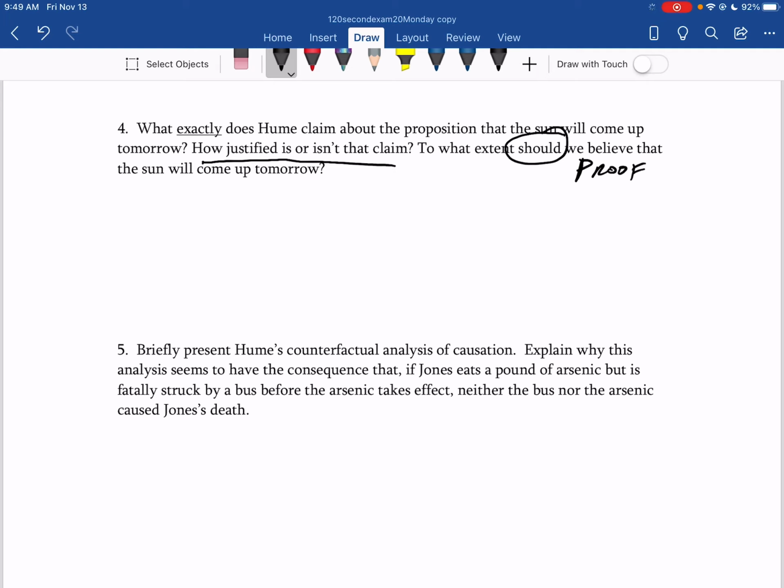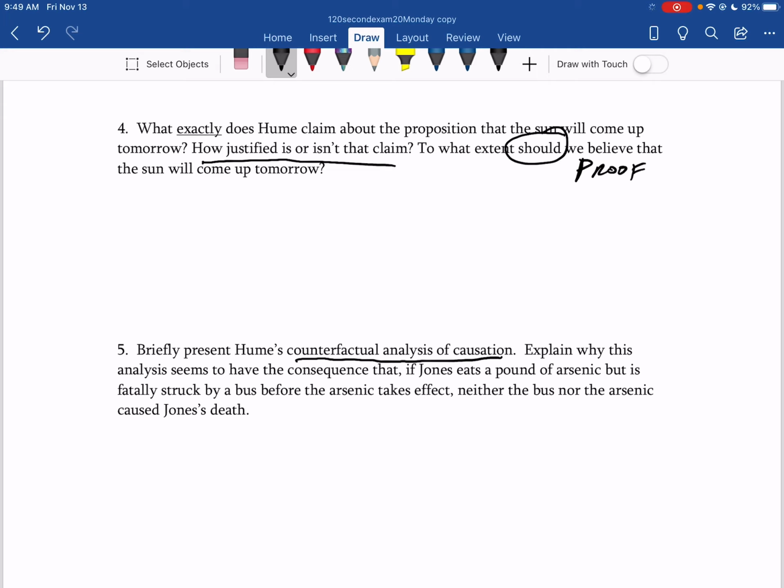Hume's counterfactual analysis of causation is one of his two analyses of causation. The regularity analysis, which you were not asked to present here, says to say that A causes B is to say A-type events are invariably followed by B-type events. The counterfactual analysis says to say that A caused B is to say, had A not happened, B wouldn't have happened. So you need to get that counterfactual analysis in there. You need to be able to distinguish the counterfactual analysis from the regularity analysis.